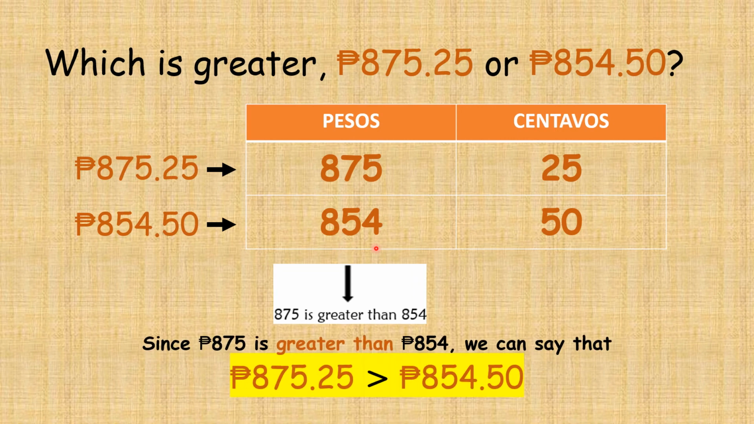So we can say that 875 pesos and 25 centavos is greater than 854 pesos and 50 centavos. In symbols, we write 875 pesos and 25 centavos is greater than 854 pesos and 50 centavos.